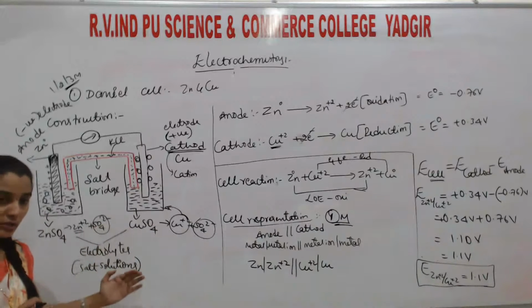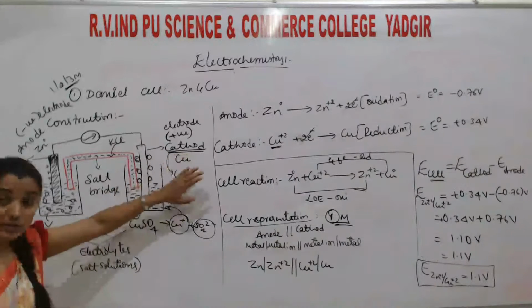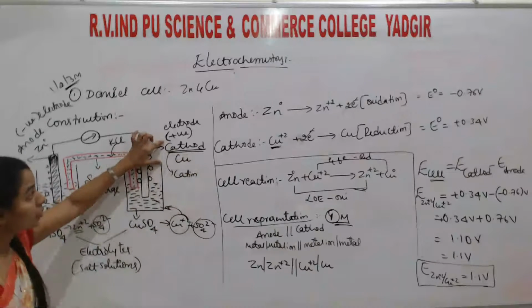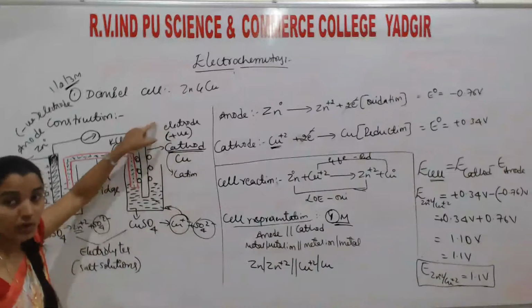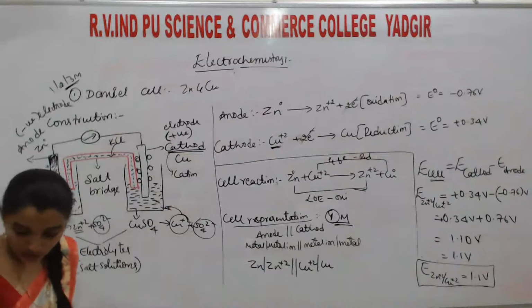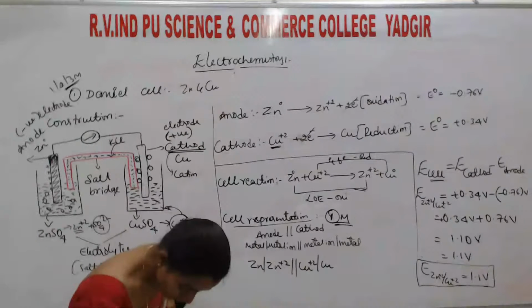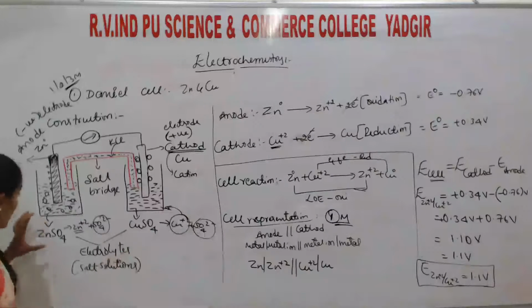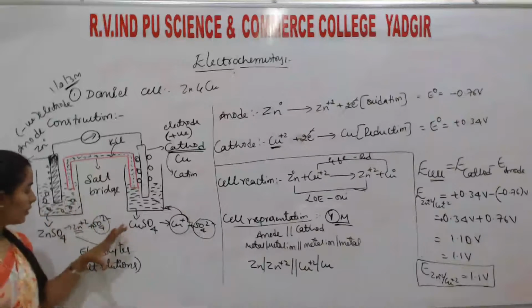Anode charge is positive, cathode charge is negative. But cathode is called the positive electrode, and anode is called the negative electrode. Okay? So another one, if you want to remove from this, these are short solutions. In this we call them electrolytes.